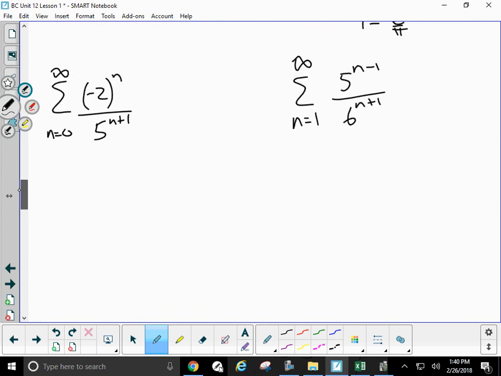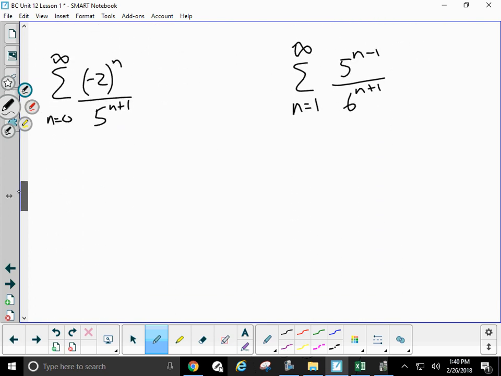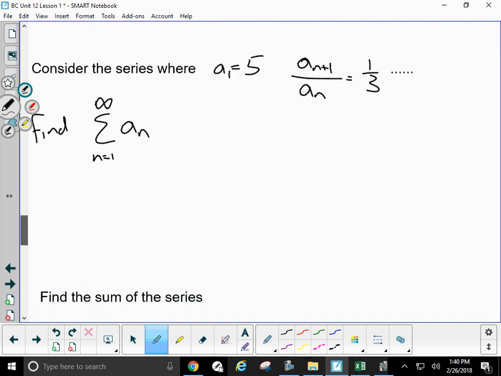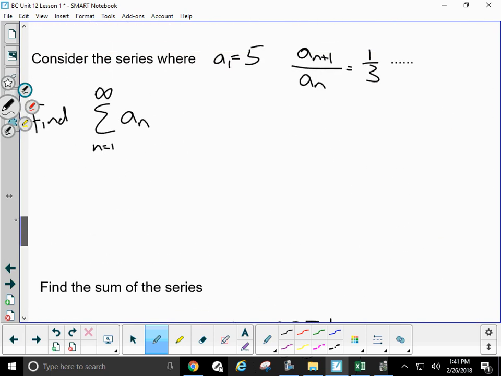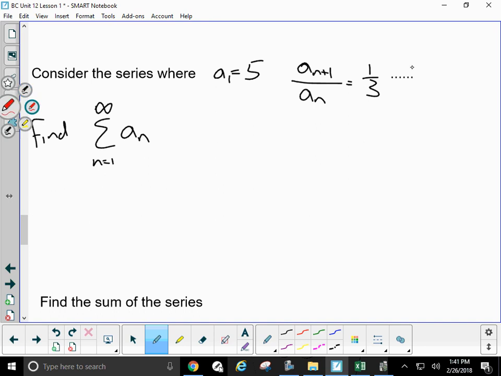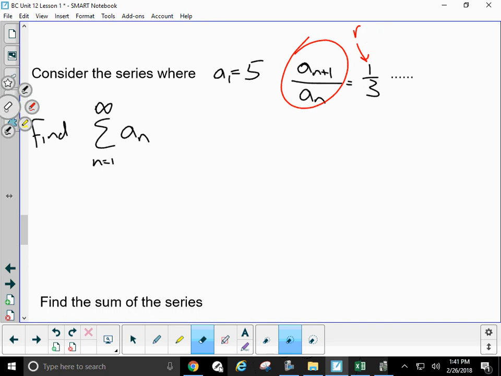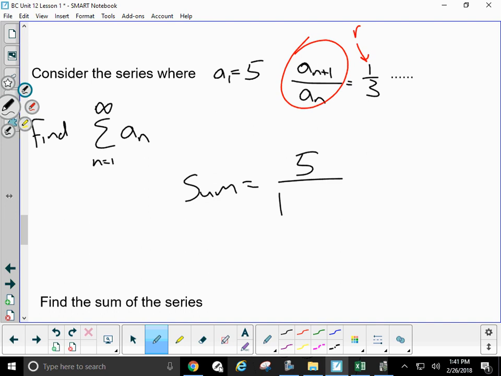Same thing with these. You just rewrite it using exponent rules, go from there. This is the type of question you may see. Okay, consider this series. Well, you're given what the first term of the series is, and they gave you what R is. Remember, the next term divided by the previous one, that's R. So if you want to find the sum of this series, in this case, it's our first term over 1 minus R. That's 5 over 2/3, so that's 15 halves.